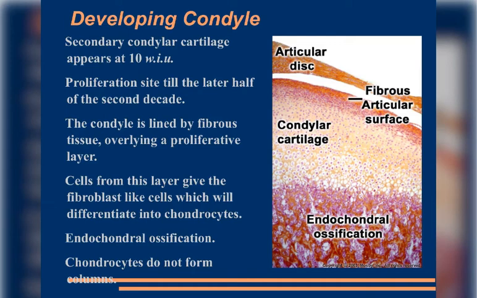Secondary condylar cartilage appears at 10 weeks in utero. The condylar cartilage, as we explained in the oral embryology 1 lecture, is classified as a secondary cartilage because it appears after the mandibular bone starts to form, while Meckel's cartilage is considered primary cartilage because it appears before the bone starts to appear.